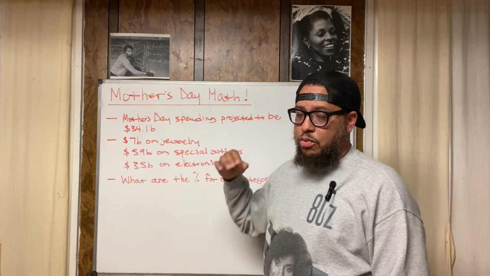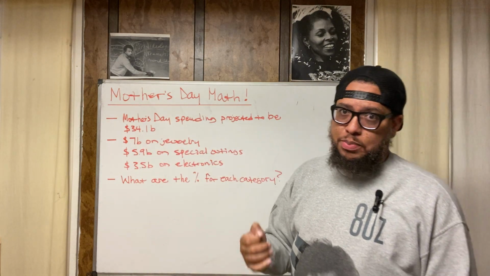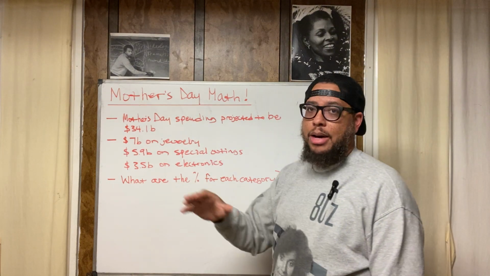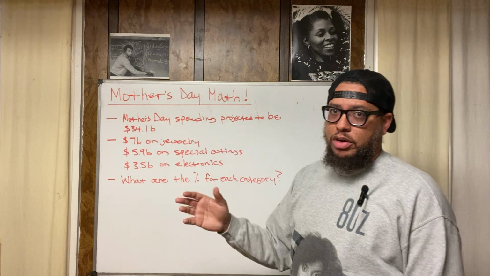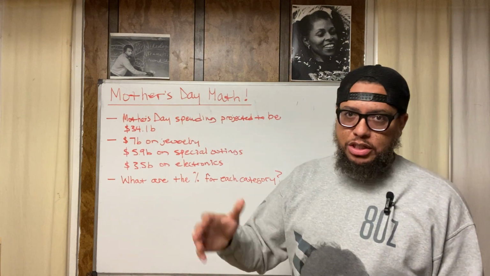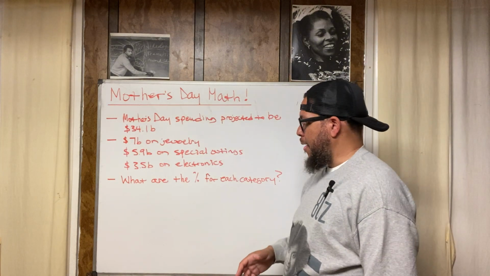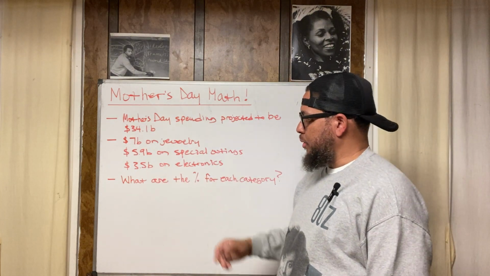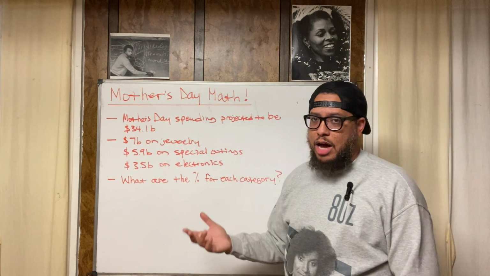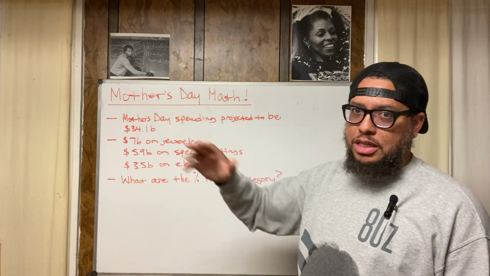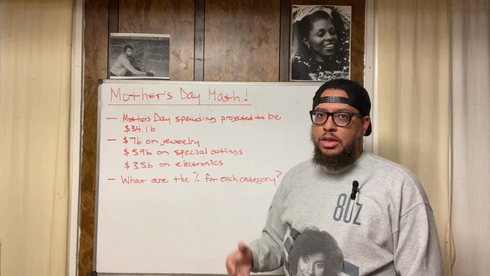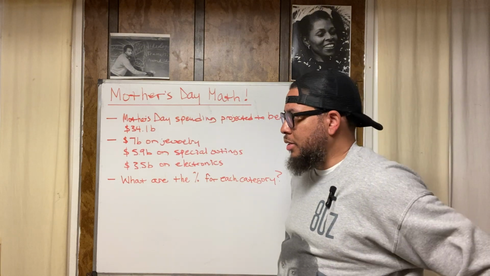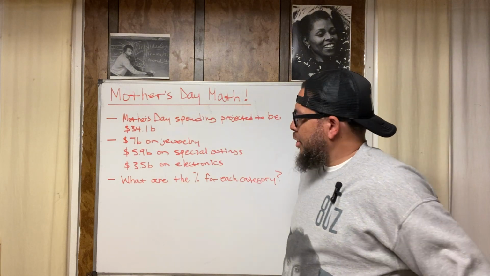There's more information we have. It's projected that $7 billion will be spent on jewelry. $5.9 billion will be spent on special outings, taking your mom to her favorite restaurant or whatever, maybe go to brunch after church, you know what I'm saying? Since it's on a Sunday. $3.5 billion spent on electronics. Maybe buy your mom a new iPhone or get a new plasma TV or flat screen TV or whatever, a new laptop, a new whatever, you know what I'm saying?